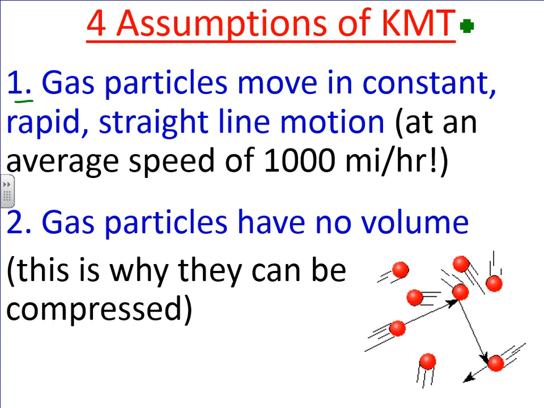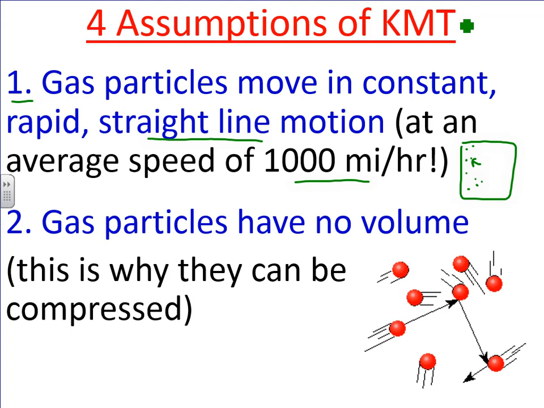Assumption number 1 says that gas particles move in constant, rapid, straight line motion with an average speed of about 1,000 miles per hour, which is pretty impressive. This is faster than the speed of sound. Now, gas particles are so tiny, and in any container, you have so many of them that they're constantly flying into each other, bombarding into each other, bouncing off of each other, and so they're constantly moving. The movement is very, very fast, and it feels like there's nothing there because they're moving so fast. They create the illusion that it's a standstill environment, but they're constantly moving. That's how fast they are moving.